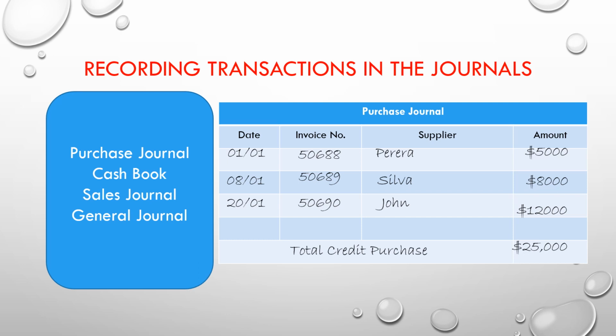This purchase journal total can be debited to the purchase account or inventory control account, depending on whether you are maintaining perpetual inventory control or periodic inventory control. We can debit to purchase or inventory control, and we can credit this total to the creditors or trade payables account. So this debit and credit entry takes place in the ledger where you classify your transactions and events.